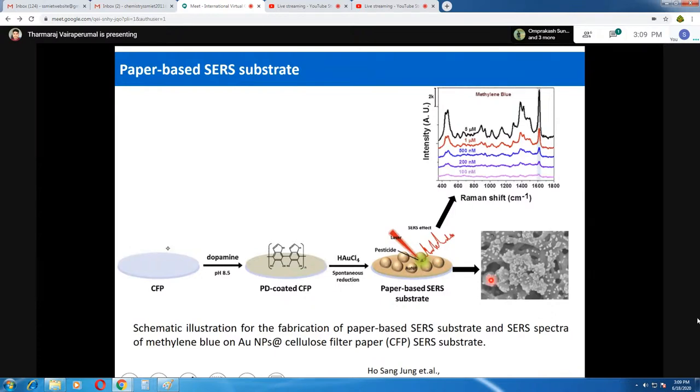It is very clearly seen that the cellulose fibers can hold the gold nanoparticles too. This kind of substrate can be used for many different applications. The sensitivity of this kind of substrate is checked by methylene blue as a Raman reporter, with increasing concentration of methylene blue.